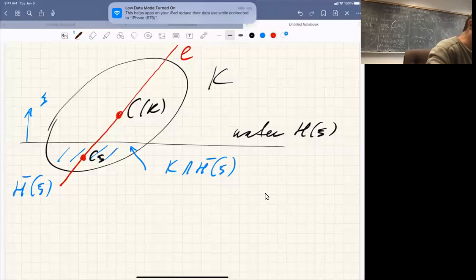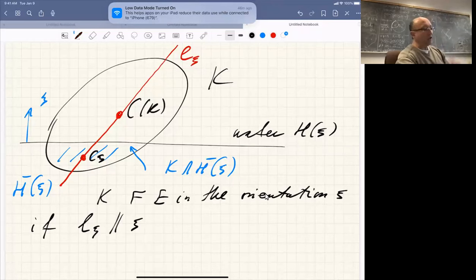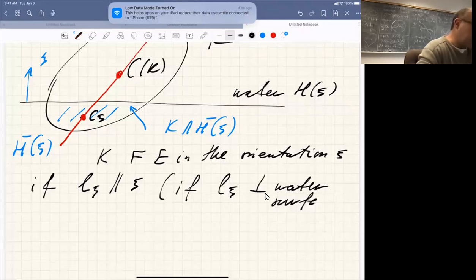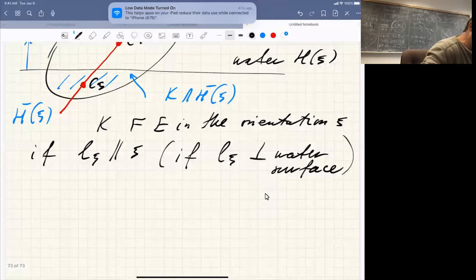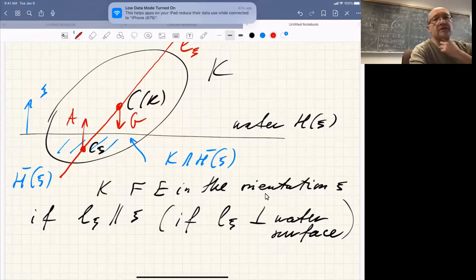And now I'm giving you the definition. I say that K floats in equilibrium in the orientation Xi if L, better to write L Xi, is parallel to Xi. Or, if the same thing, if L Xi is orthogonal to the water surface. This is the same thing. Okay, so the picture is like this. So heuristically speaking, here you have the gravity, here you have Archimedes. They should balance each other. If they don't balance, then the body falls down.